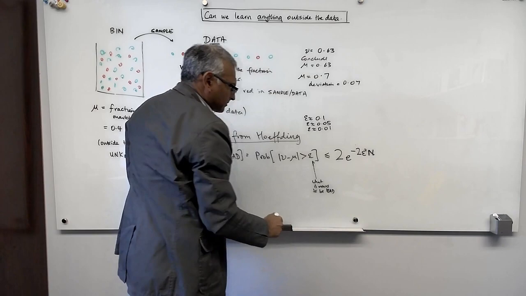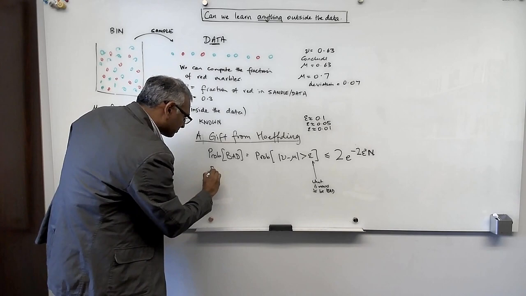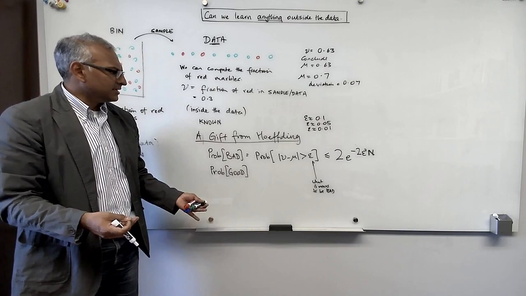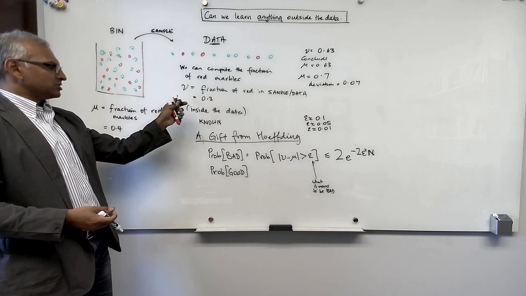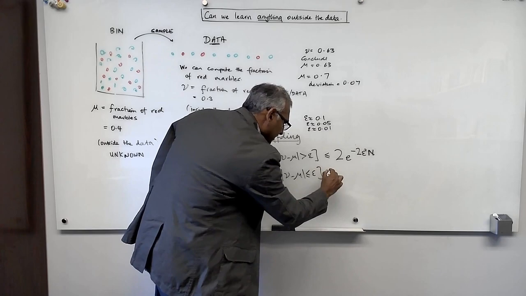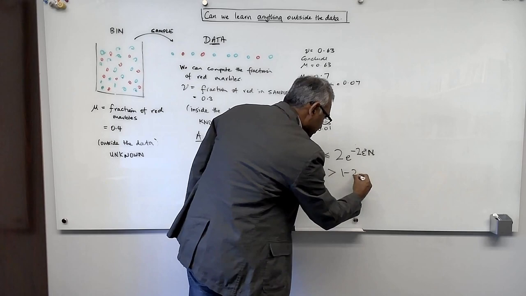Sometimes it's nice to know also what's the probability that you're right, what's the probability of a good thing happening. And that's just the complement event. So when will you be correct in ascribing mu to nu, in inferring that mu is nu? This is the probability that the absolute value of nu minus mu is less than or equal to epsilon, and that's, it's a complement event, so it's at least 1 minus 2 e to the minus 2 epsilon squared N. I'm going to box this.